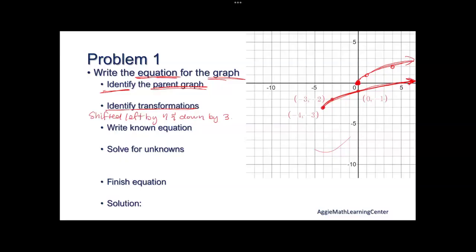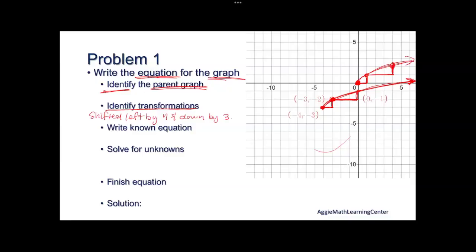If we come over to this next point, it goes 1 over and 1 up, just like this one. We can even check over here. This one goes 3 over and 1 up, just like this one goes 3 over and 1 up. So what we can tell is that there's no scalar affecting it, no scalar inside or outside, because these points are still the same length away from this original point. So there's no scalar affecting it on the y or on the x.